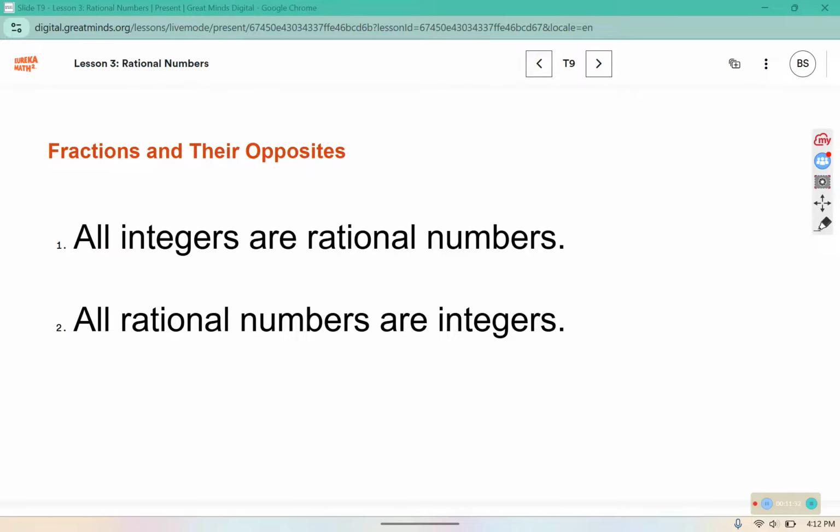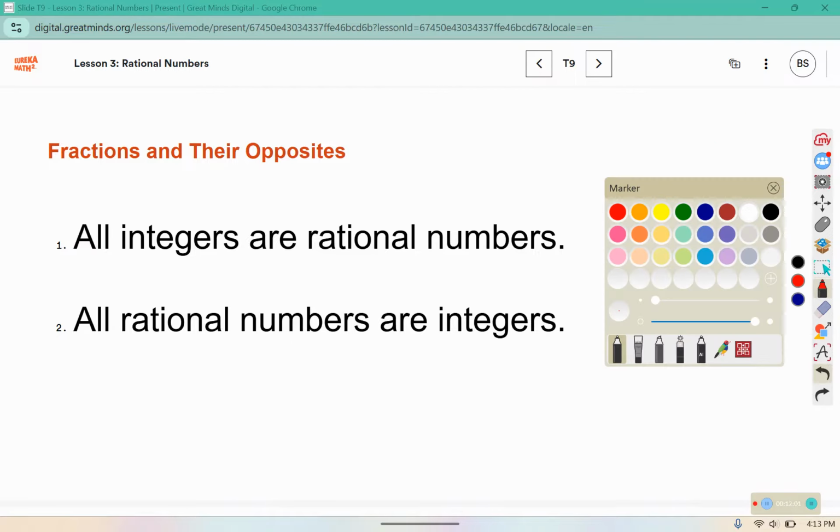Our job here is to determine if these are true statements or false, and if they are false, to give a counterexample. It says all integers are rational numbers. Rational numbers can be represented as decimals and fractions. So integers could be rewritten as a fraction. For example, the integer 5 can be rewritten as 5/1, or as a decimal with 5.0. So this one is true.